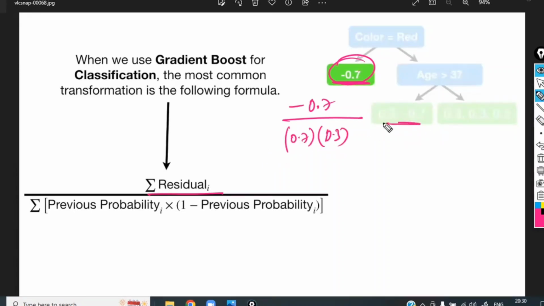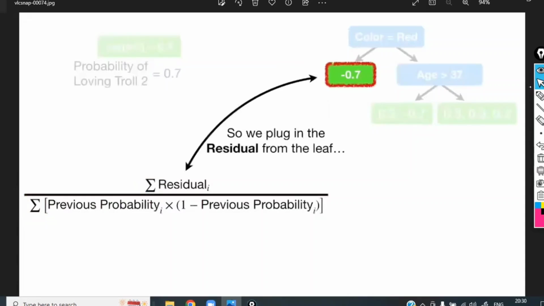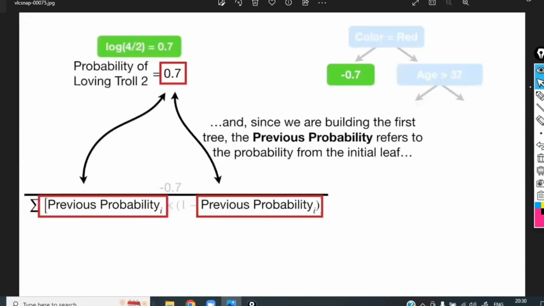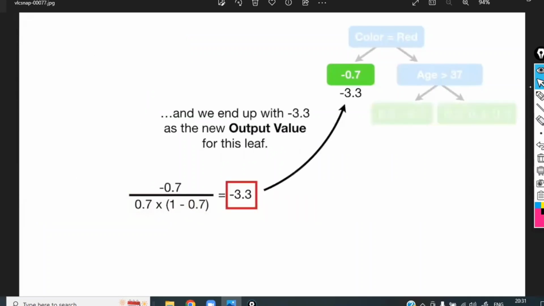You are having only one record. Now, for example, this one you consider. What do we have to do? First let us complete this one. For this, the value is minus 0.7. Only one value is there, so the total is minus 0.7, divided by sigma of previous probability. Previous probability is 0.7, so 0.7 into 1 minus 0.7. I have got 3.3. Now this value was converted to minus 3.3.